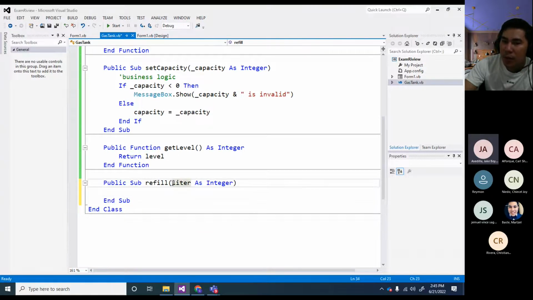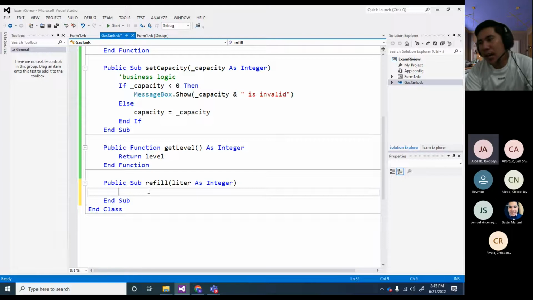Okay? So if I'm going to use ByVal, or without ByVal, it's automatically by value. If I use ByRef, of course, the liter is passed by reference. ByRef stands for reference.